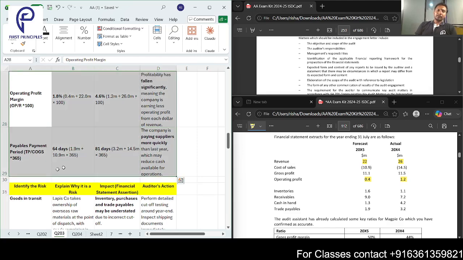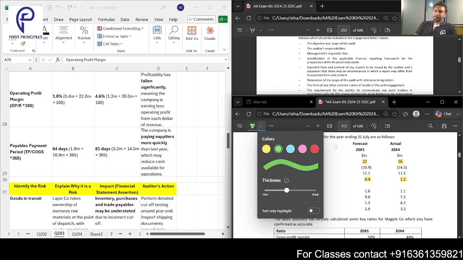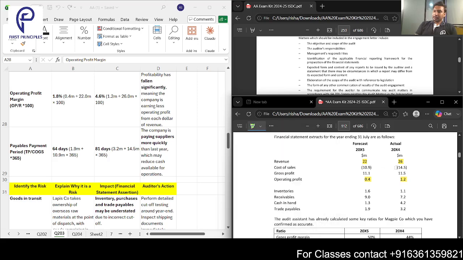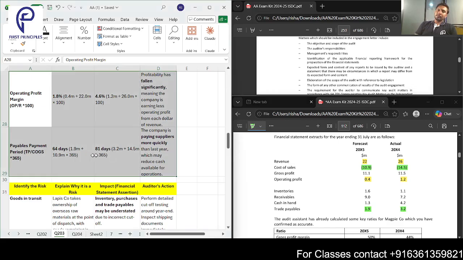Okay, so you got the formula I've written over here. So here you can see what you have used. If you look into this, COGS you have used here. In the second, here I told you in the denominator, you see both the denominators you use COGS and you use the payables. So 1.9 divided by 10.9, 3.2 divided by 14.5, into 365.